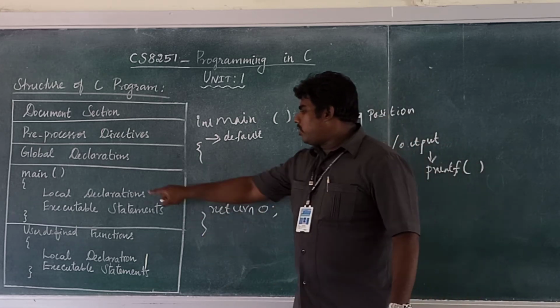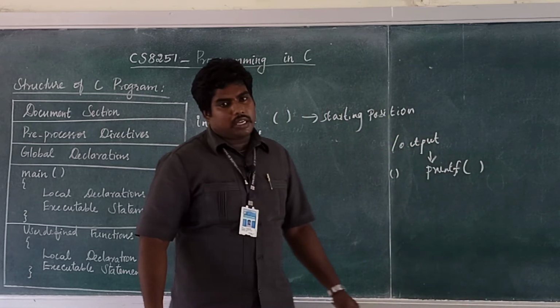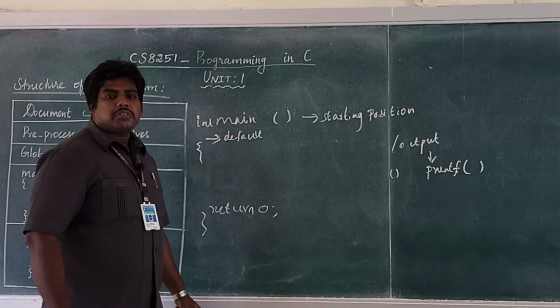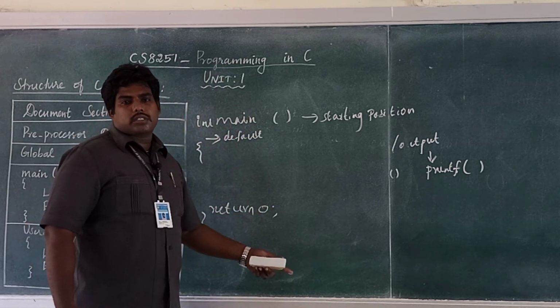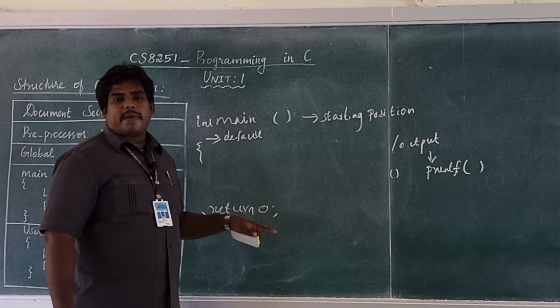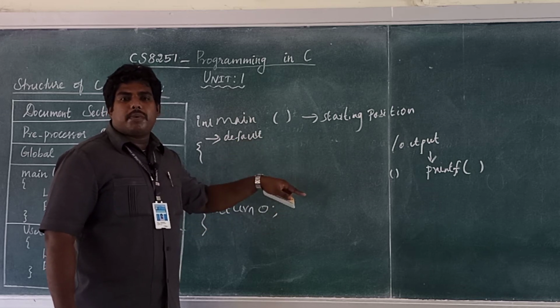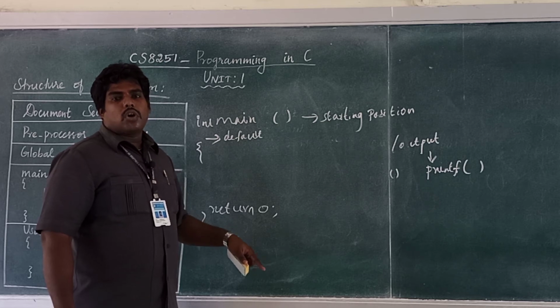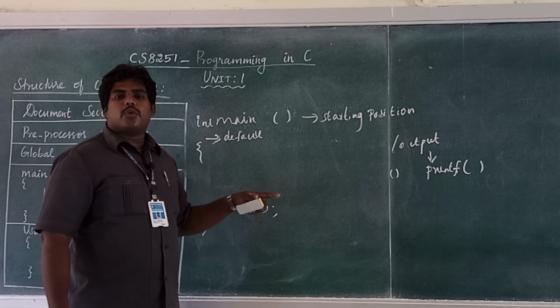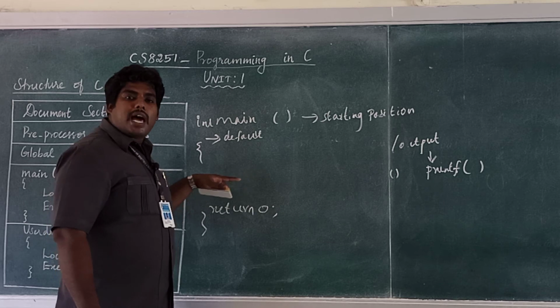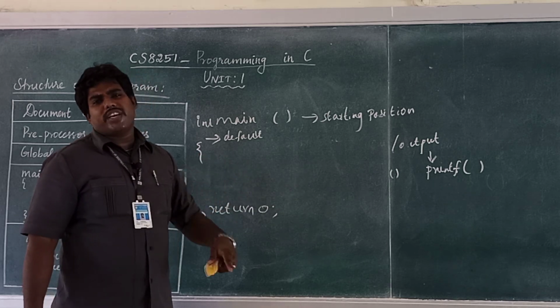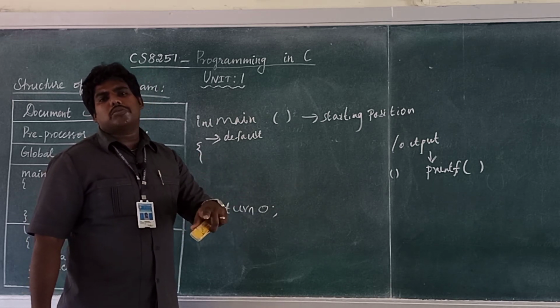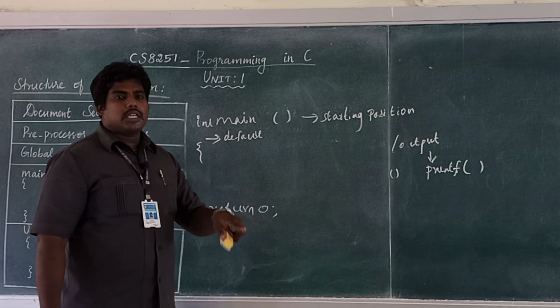Then inside the main, we can declare locally. What is declaration? You are declaring variables. You are telling the compiler, I am going to use these variables belonging to this type for the particular program. What's the use of a variable? Variables are used to store values in a program.